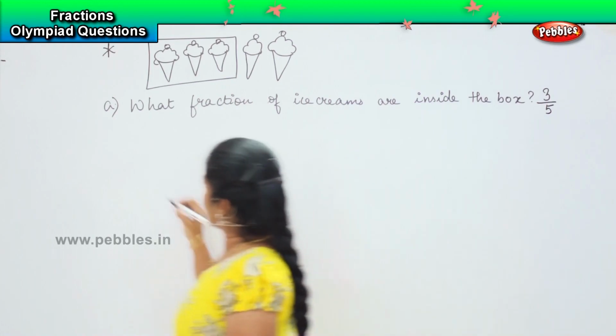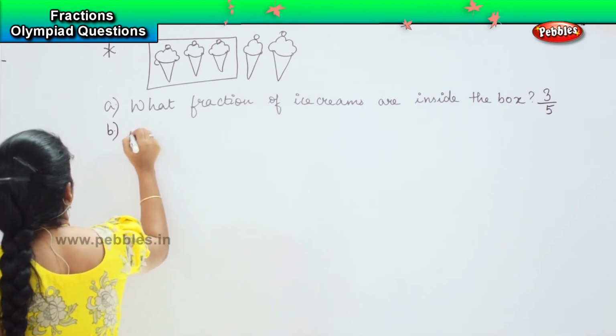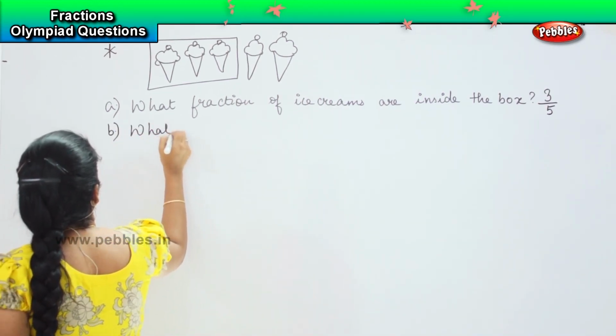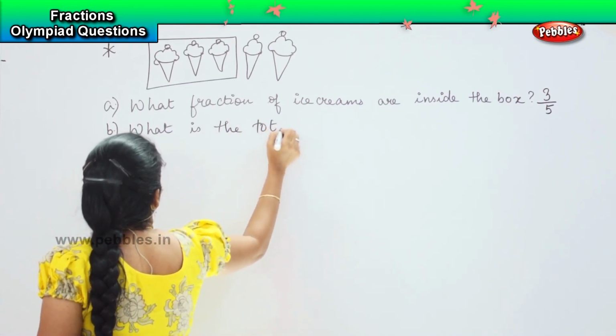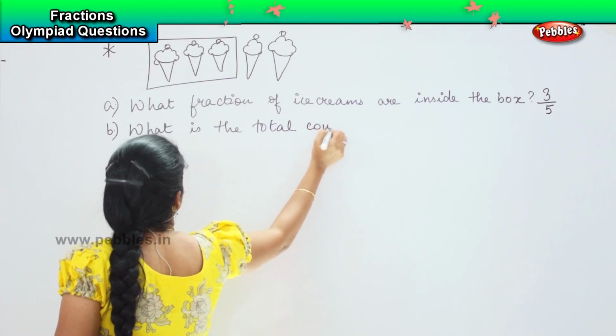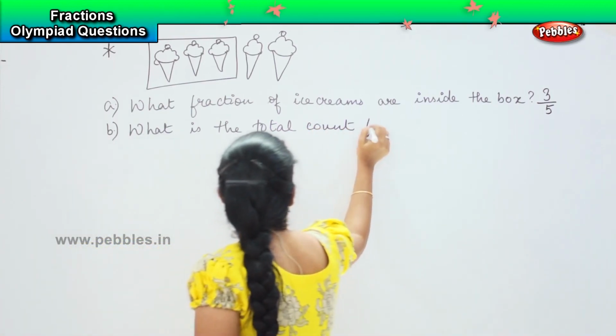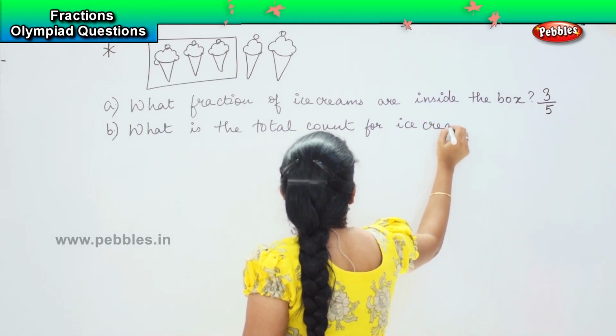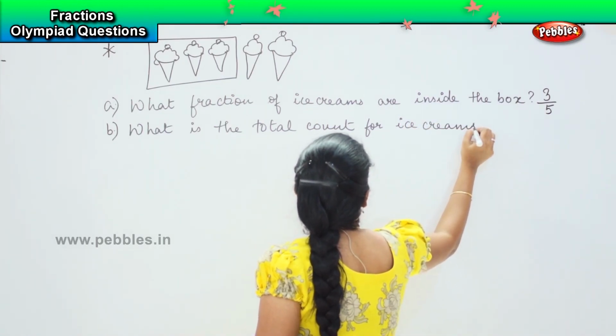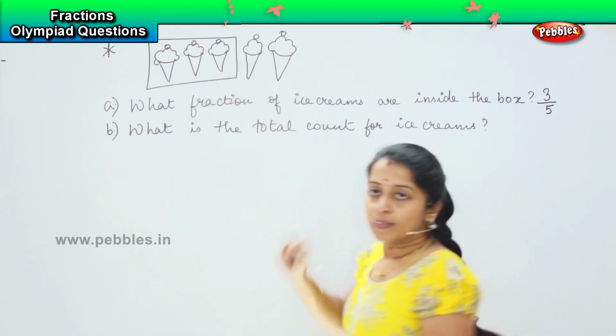Okay. Your next question is, what is the total count for ice creams? So what is the total count? We just now count, right? It is 5.